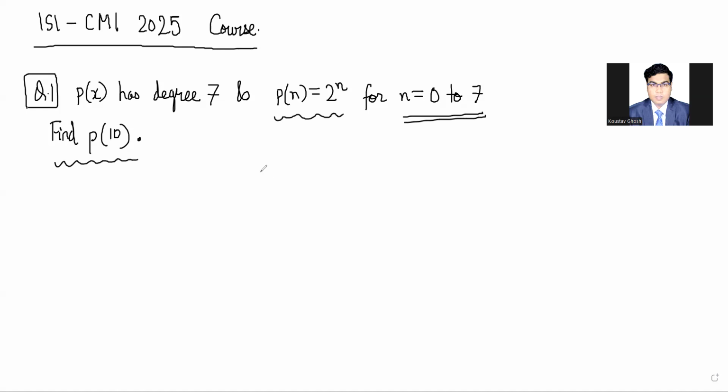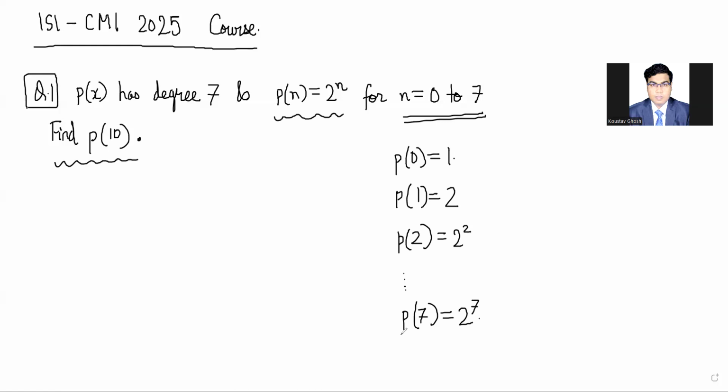So you have to think of what kind of polynomial will satisfy this. What are the conditions that we know? P of 0 is 1, P of 1 is 2, P of 2 is 2 square and so on, till P of 7 is 2 power 7. So from this information, you have to try to guess an appropriate polynomial.